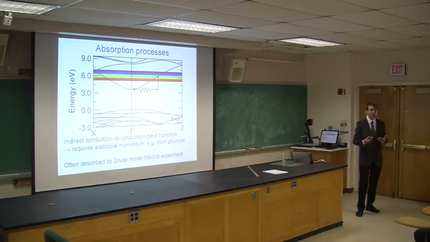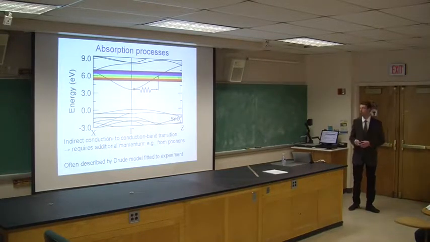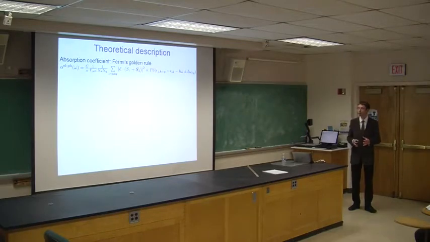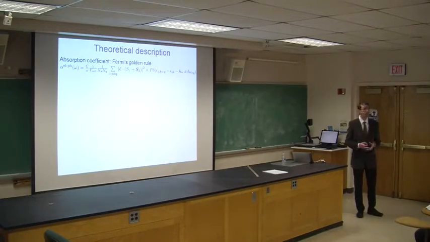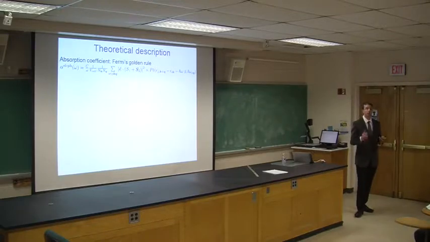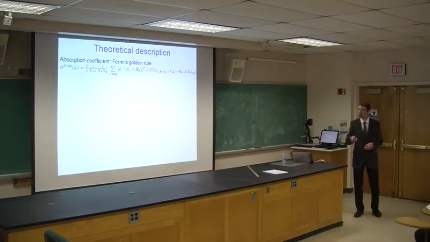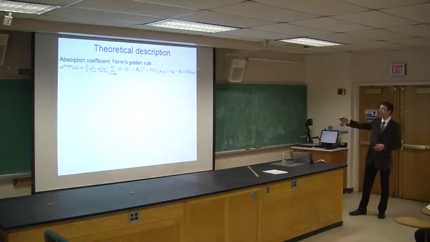But we want to do better than a Drude model. We really want to study this from first principles. So how are we going to go about that? In order to do that, we will calculate absorption coefficients explicitly using Fermi's golden rule. And I've given the formulation here.